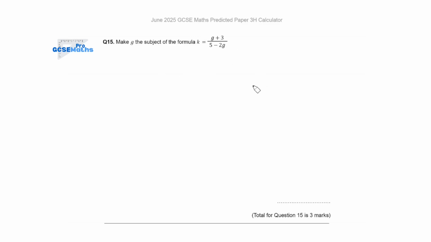So obviously I don't want to have the fraction. So first of all, I'm just going to multiply by that denominator. So that would give me, I'm just going to expand it at the same time, 5k minus 2gk is g plus 3. So I've opened everything up.